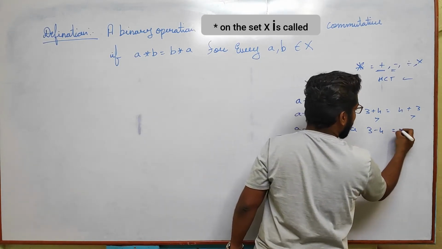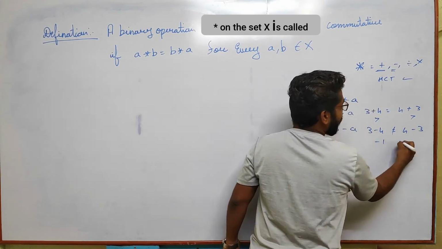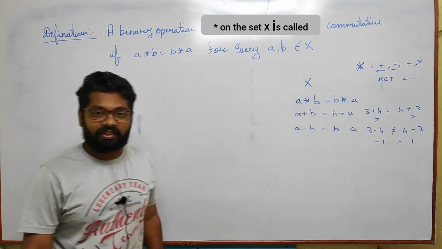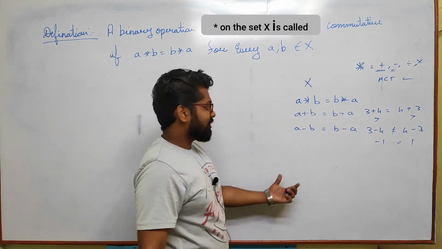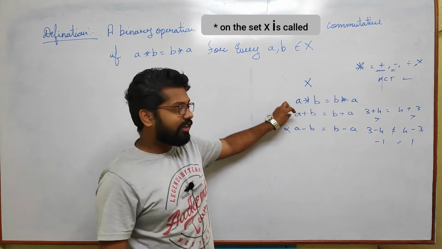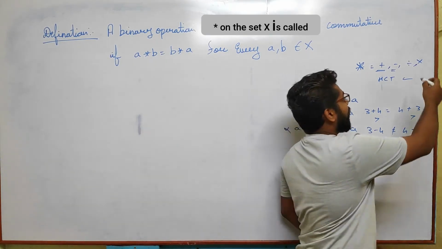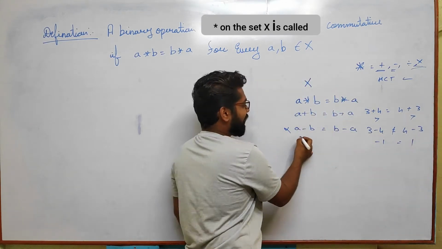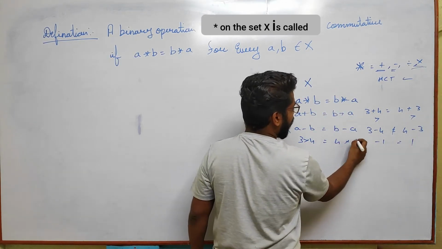Because 3 minus 4 is not equal to 4 minus 3. It will become minus 1 plus 1, or vice versa, however it is. So now do you understand what commutative means? It can take n number of things. Now if you consider multiplication, 3 into 4 is equal to 4 into 3.